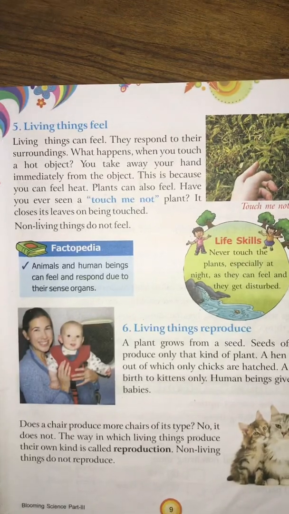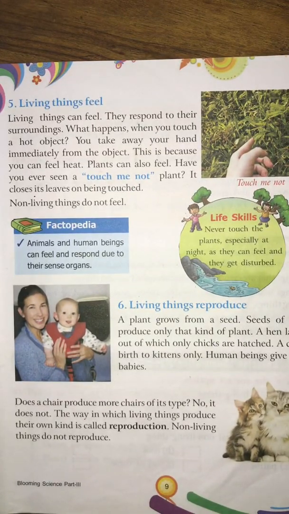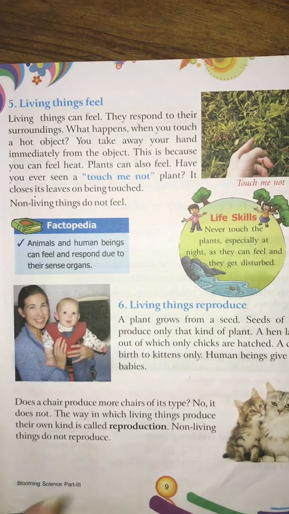Come on to the next point, that is living things feel. Children, all living things feel. We can feel the hotness of a thing. We can feel if the weather is cold, whatever it is, we will feel. Now suppose you keep a hot pot in front of yourself and now you touch the pot. What will you do? You will quickly remove your hand from it. Why? Because you can feel that the pot is hot and it is not good for you. So you will remove your hand.